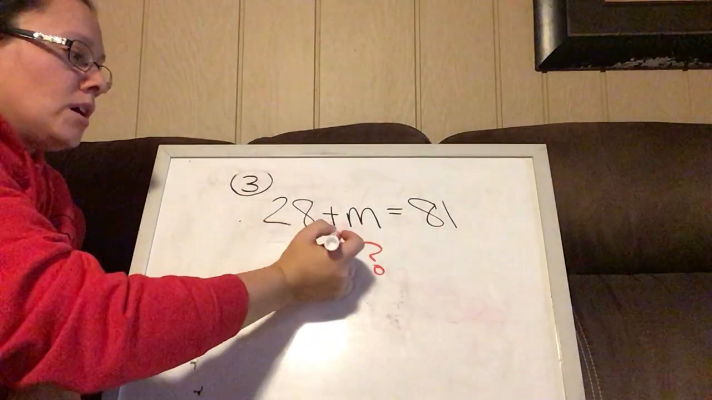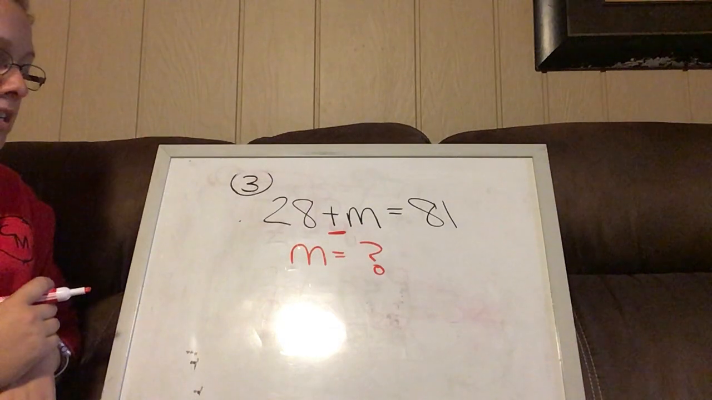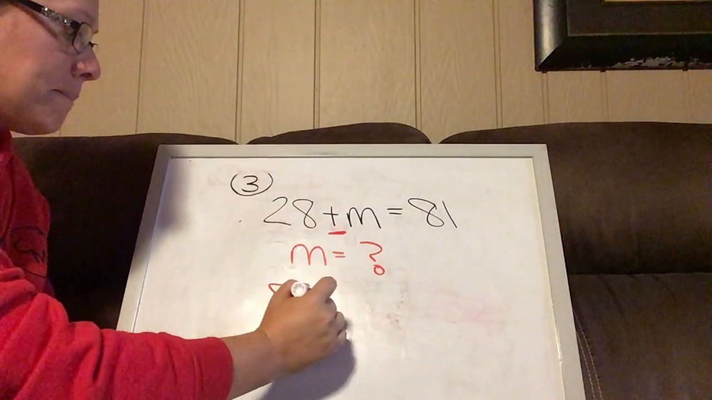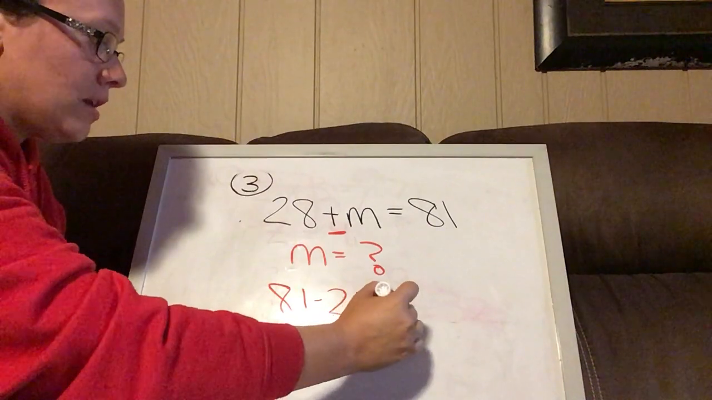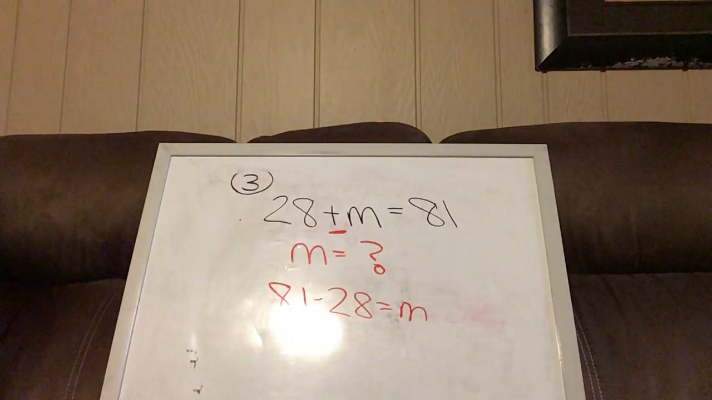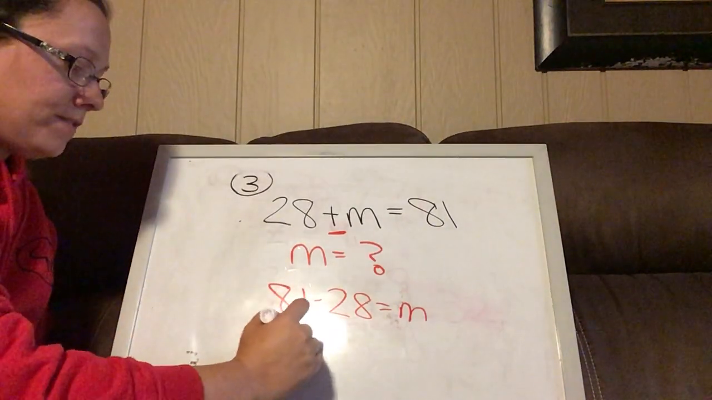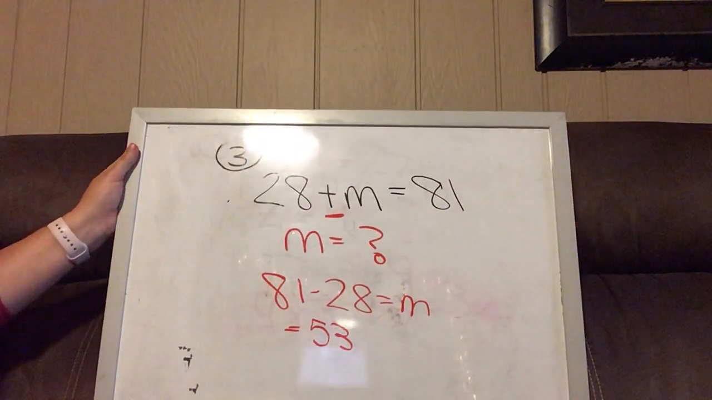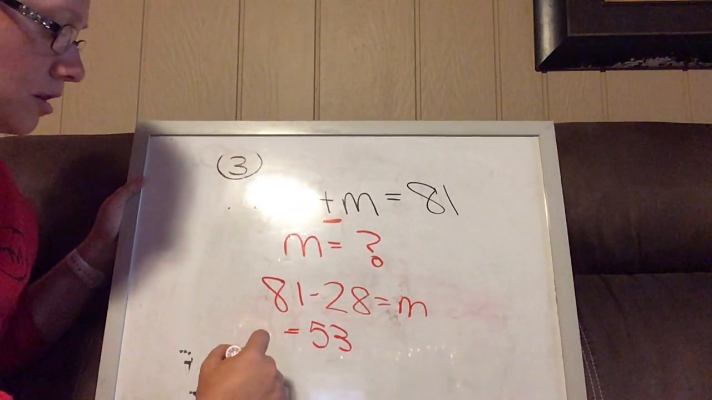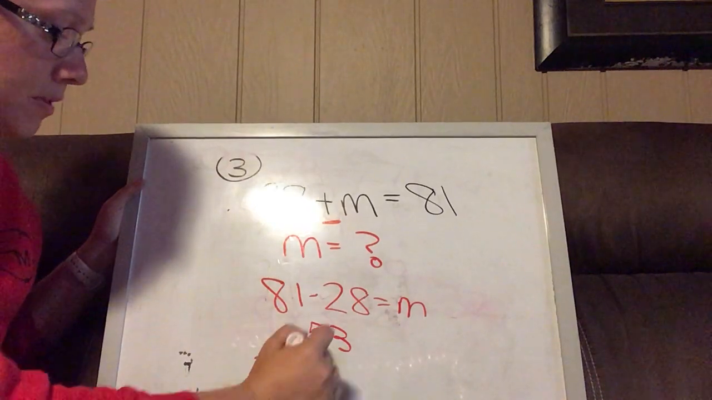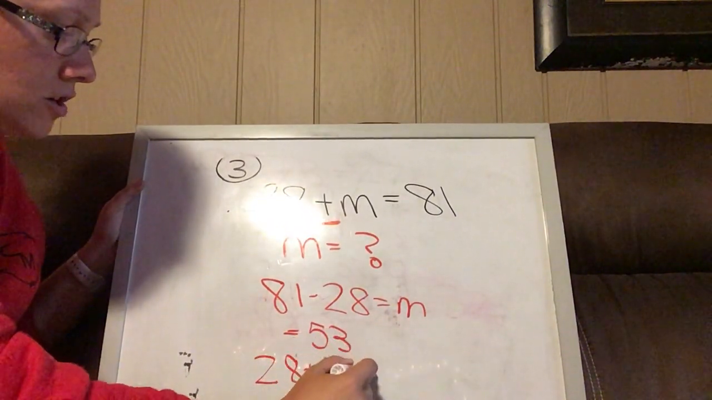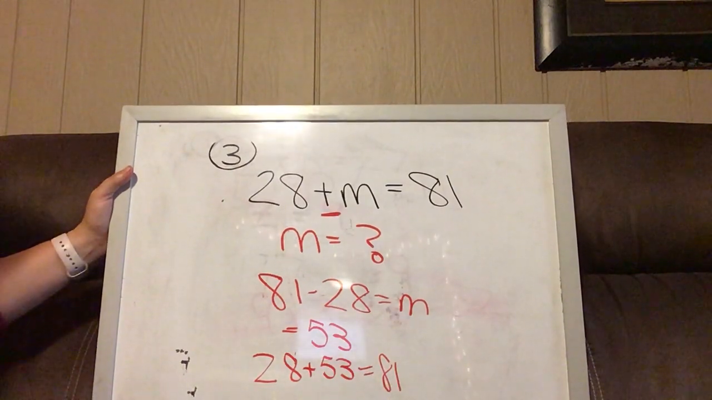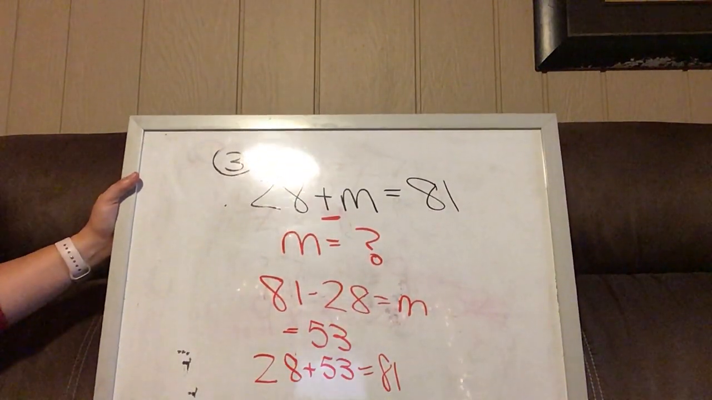All right, hopefully you used, we know that subtraction is partners with addition. So I could say here, 81 minus 28 is going to equal m. So when I worked that out, 81 minus 28, I would get 53. Okay, so my m here is going to be 53. And let's double check that to make sure. So 28 plus 53 should be 81 if we did it correct. And it does. Go ahead and make any corrections you need to in your math notebook.